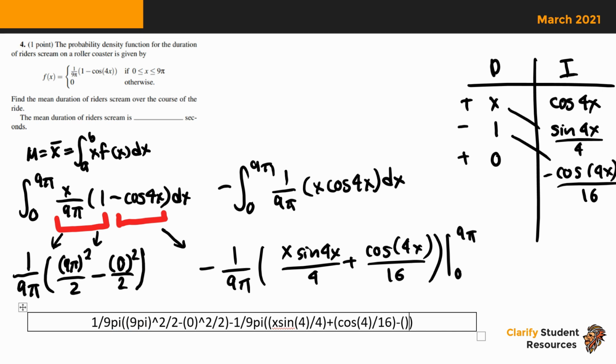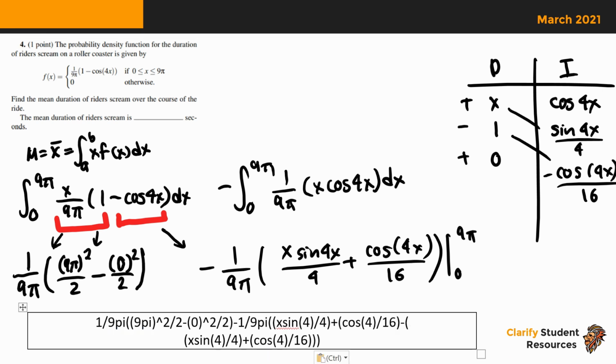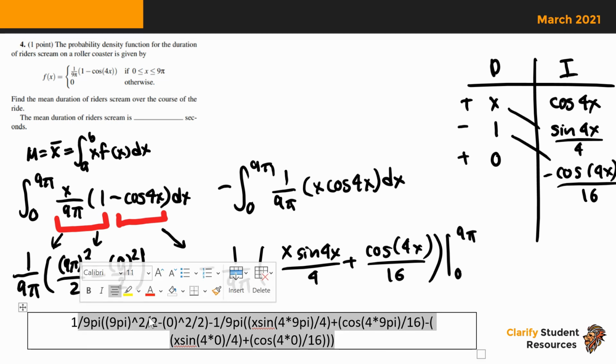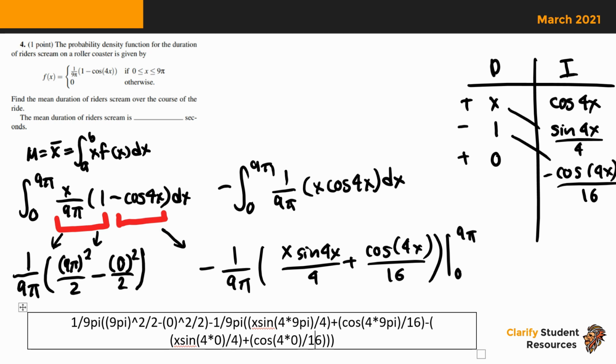In this case, it's going to be 0, but remember, with trigonometric functions, you don't know whether the thing is going to equal 0 or some number. So in this case, we're going to have 4, and this 4 we're going to multiply by 9 pi first. And again, for this one, we're going to multiply by 9 pi. And then we're subtracting off the lower limit, which is going to be 4 times 0, and again 4 times 0. So this is what we're going to plug directly into the Webwork, which is going to save us a lot of time because we don't have to do any calculations at all.